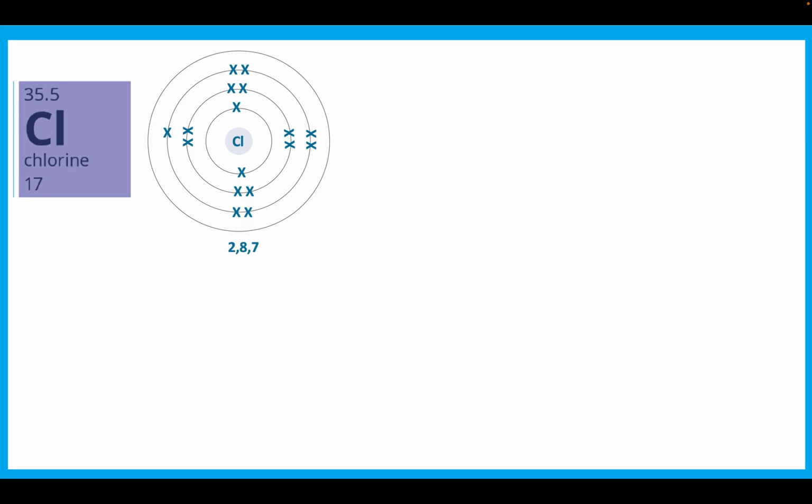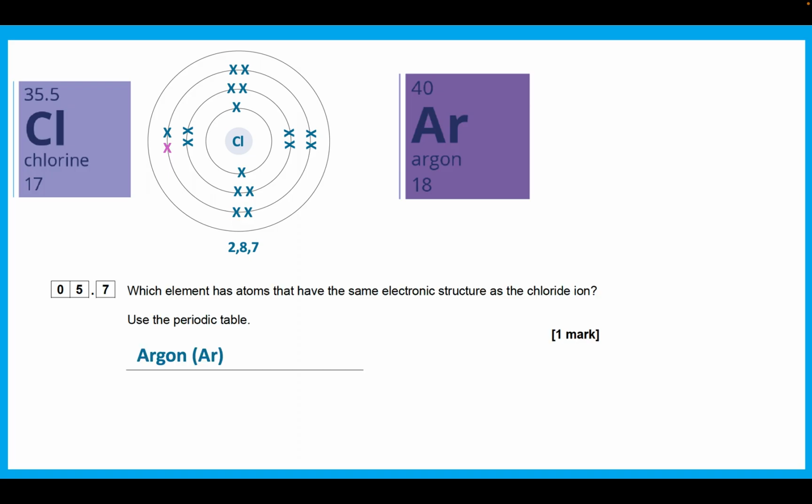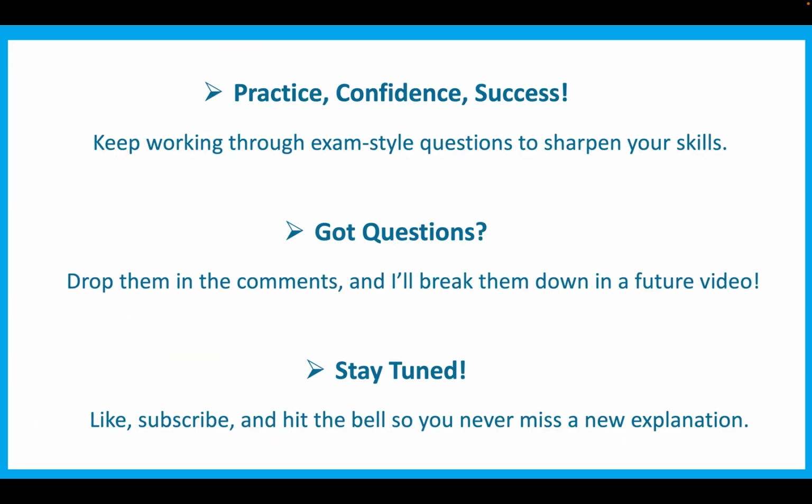Atoms want a full outer shell to become stable, like the noble gases in group 0 in the periodic table. Chlorine has 7 outer electrons, meaning it needs 1 more electron to complete its outer shell of 8 electrons. Chlorine gains 1 electron to form a chloride ion and has now a total of 18 electrons, just like argon from the periodic table. So, the answer to our question is argon, as it has the same electronic structure as the chloride ion. This fully aligns with the marking scheme.